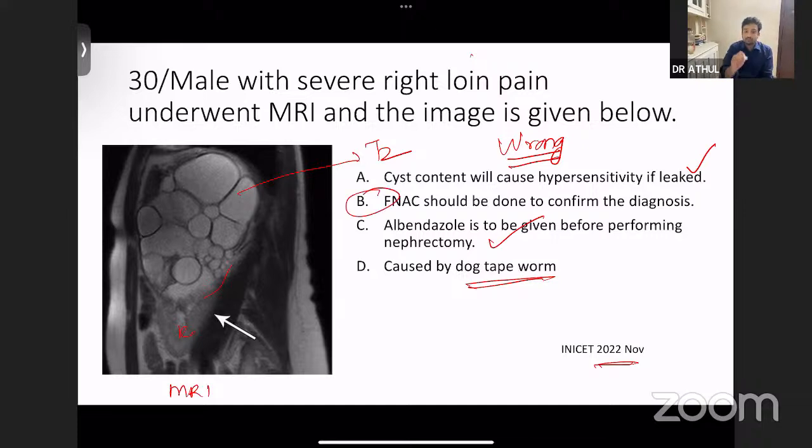You should always understand that FNAC should not be done, because in FNAC what you are doing is inserting a needle into the lesion and taking out the sample. So there is a risk of spillage. The patient may go into hypersensitivity immediately, which can cause a severe risk to life. So don't go for FNAC. That was the wrong statement in this. So what I'm telling is, read about hydatid cyst, all the pathology, pharmacology, microbiology, surgery, and medicine parts. Read about PAIR, all the treatment part, and all the other tests, before you go to the exams.